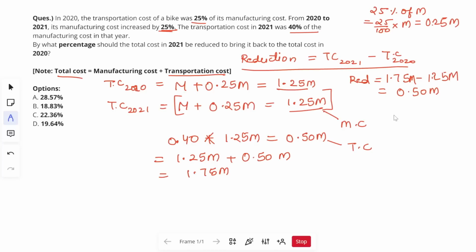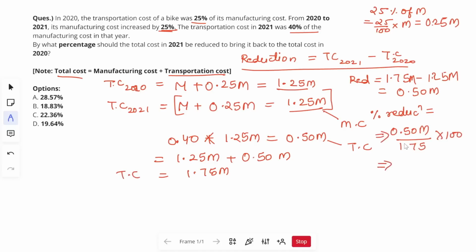So we have to convert it, and we have to find out the percentage reduction. How can you find out the percentage reduction? In order to calculate the percentage reduction, you have to take the reduction value that you have got divided by the total cost, which was 1.75, into 100. This will give us the percentage value.